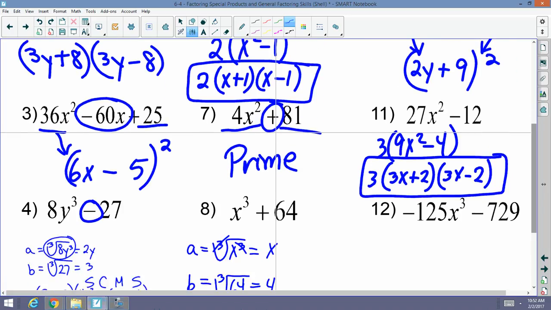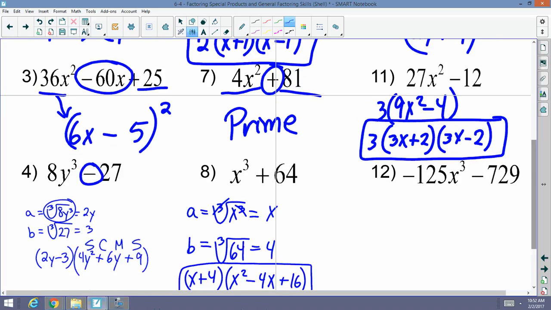Now, is negative 125x cubed a perfect cube? Yeah, it is. Is 729 a perfect cube? Absolutely it is. So my A term is the cube root of negative 125x cubed. What would that be, gentlemen? Negative 5x. Guys, remember, if you can't figure this out, break it down. 5 times 25 is 125. 25 breaks down into 5 times 5. There's 3 5s, you pull out a 5. What's the cube root of negative 1? A negative. Yes, sir. Wouldn't it have been just easier to factor out the negative 1 first?